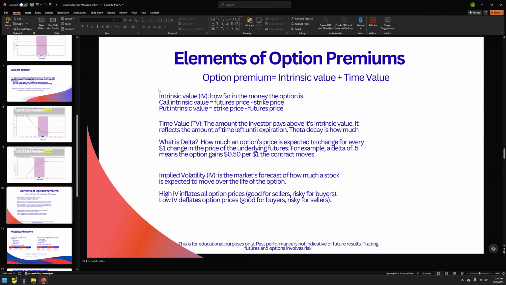But then you're also going to add in the time value. So the longer time horizon a market has, the more chance that it can move over the course of that time period. So it's going to have a set days till expiration on that option, and you're going to have to pay for that. More time comes more cost, less time comes less cost. So the portions of that option pricing are intrinsic value, time value, and then volatility.